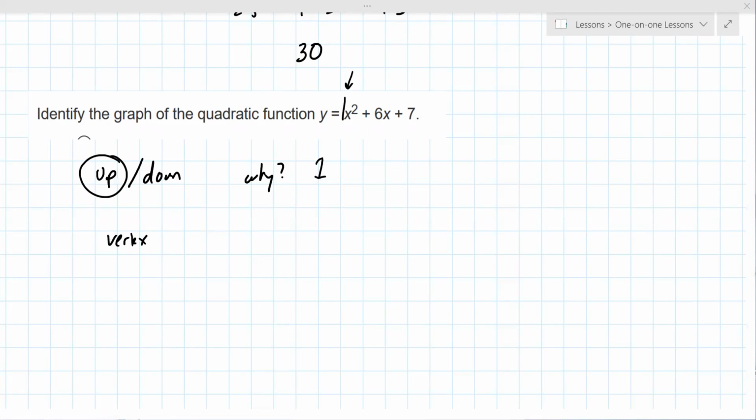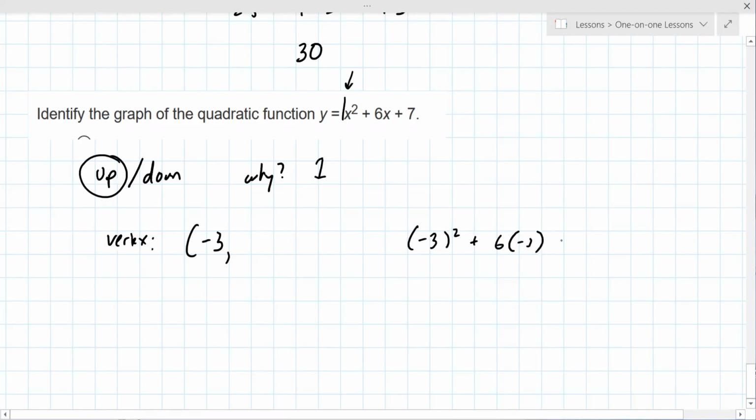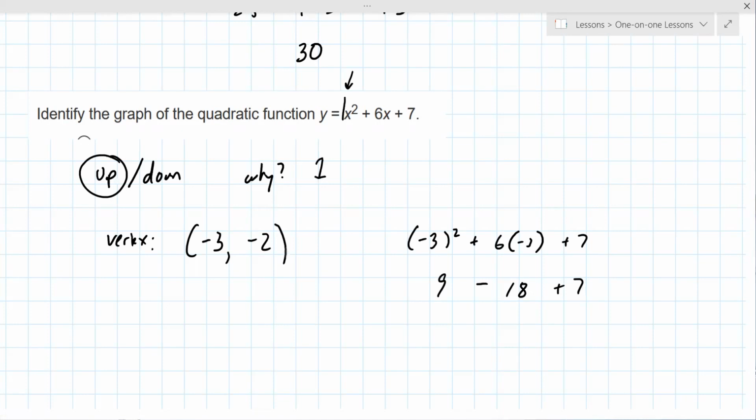-3 is my vertex. That's only part of it. You'd have to give me 2 coordinates for the vertex. -2 is my answer for the second coordinate. Good. Excellent. Let's move to the next one here.